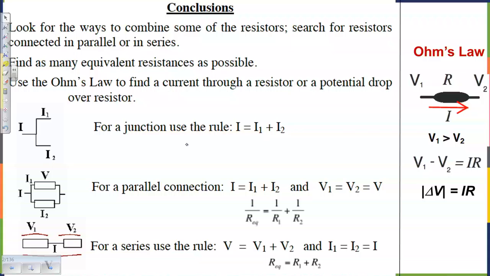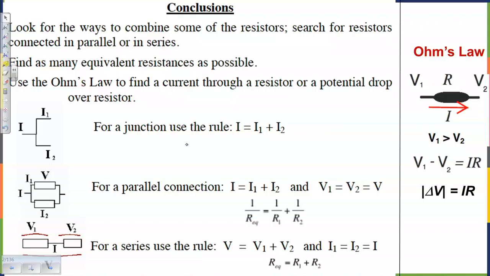That's what we have learned. Various rules. It's all about rules. Adjunction rule, a manifestation of a law of conservation of charge when current travels and splits. Of course, the total number of charge doesn't change.